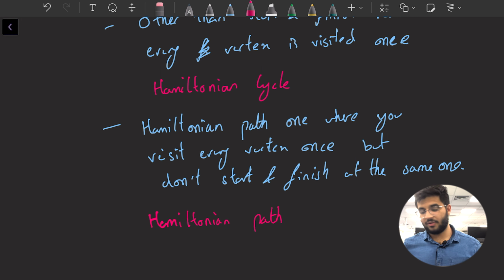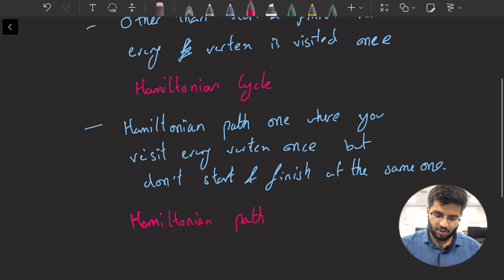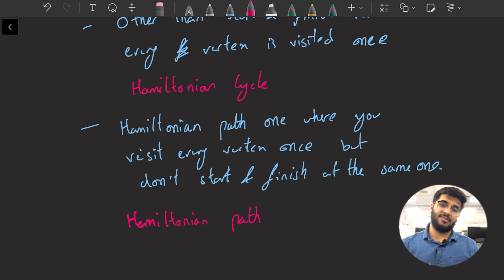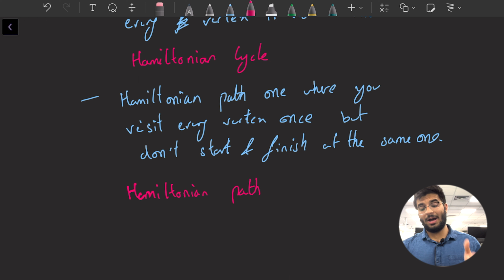Okay, very simple. So if it has a Hamiltonian cycle, the graph is Hamiltonian, all right? And if it doesn't have a Hamiltonian cycle but has a Hamiltonian path, then the graph is semi-Hamiltonian. Very straightforward. Now again, what we could do is we can just brute force through it, all right?